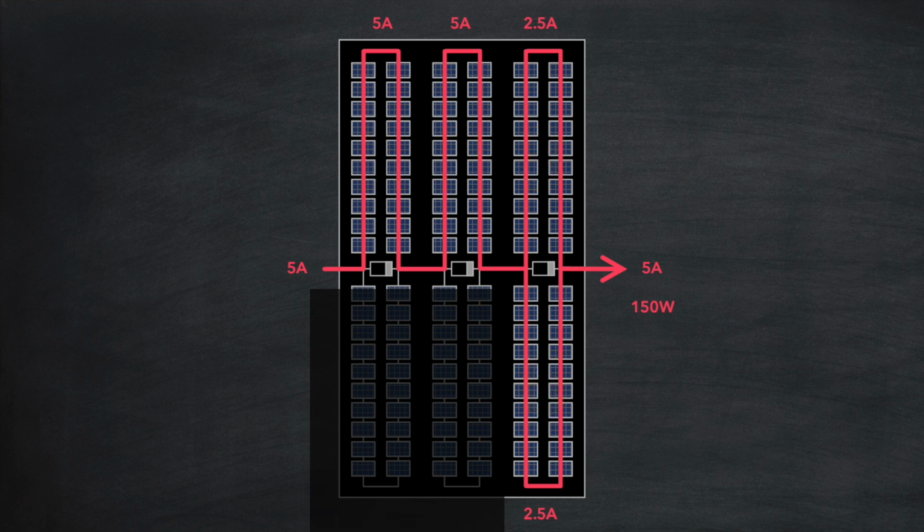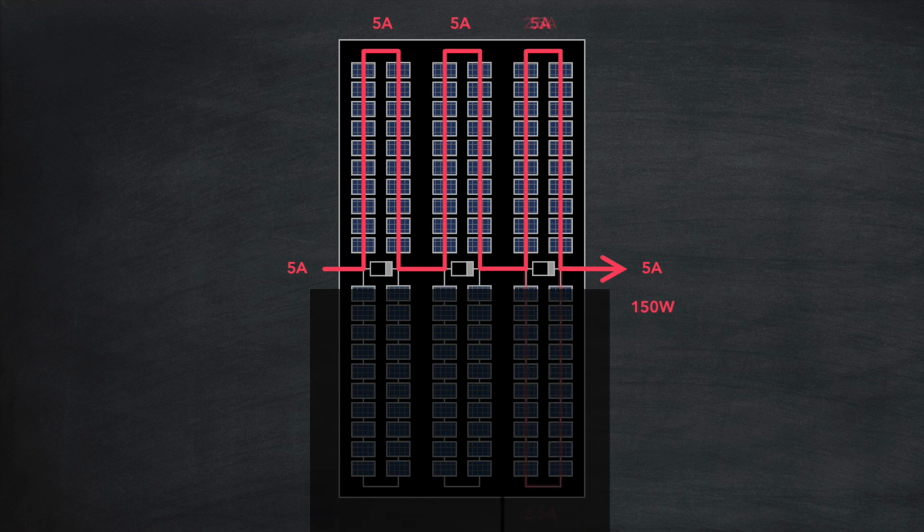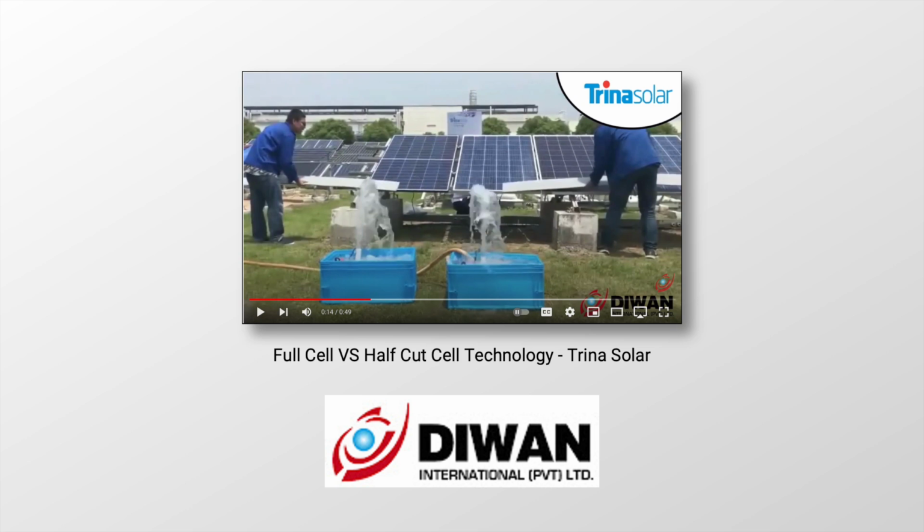If we go one step further and increase the shading so that it is now right across the bottom, all 5 amps of the current is easily able to pass through the third substring. So half cell panels are even better at managing partial shading than standard full cell panels. And we can see this in action. I found a great video on YouTube which shows how a half cell panel performs against a full cell panel.